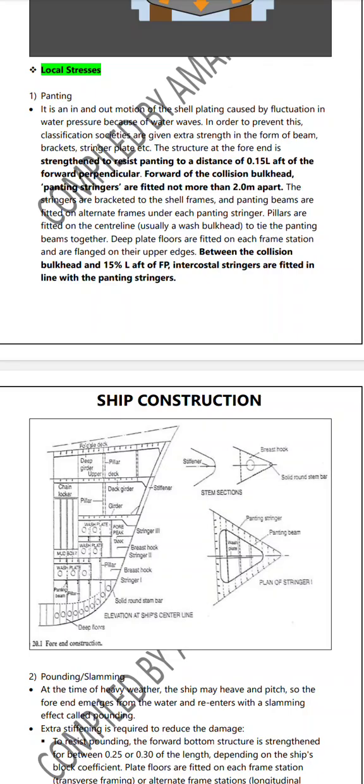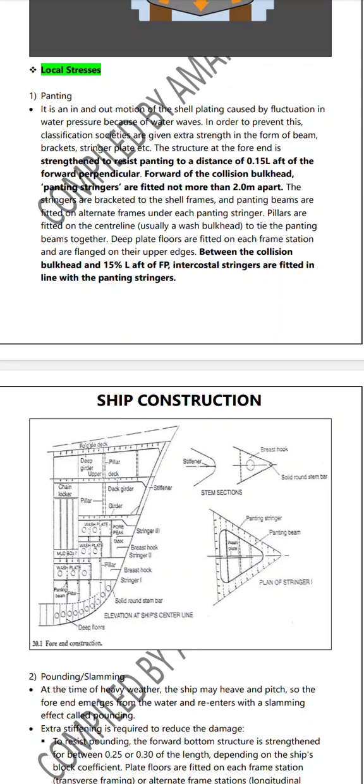It is around 15% of the length from the forward perpendicular to the aft. So basically 15% is the most affected area of panting, and we have panting stringers over there, fitted in such a way that they are 2 meters apart from each other in the region forward of the collision bulkhead. So panting is an in and out motion of the shell plating caused by the fluctuation in the water pressure because of the waves. I missed this earlier: caused by the fluctuation in the water pressure because of the water waves. In order to prevent this, classification has given requirements in the form of beam brackets, stringers, etc.